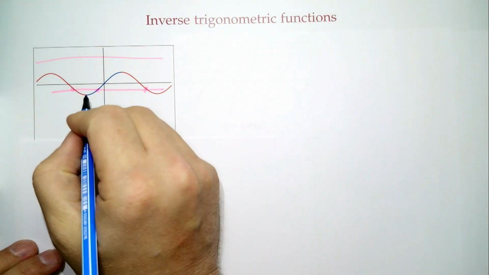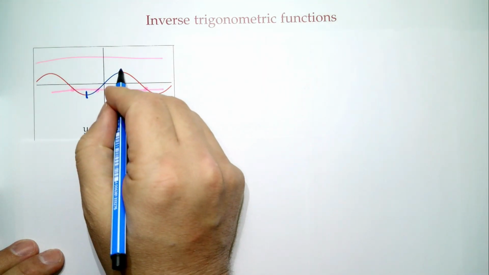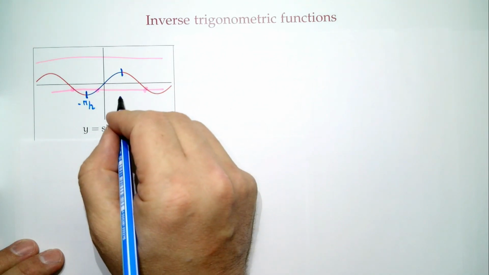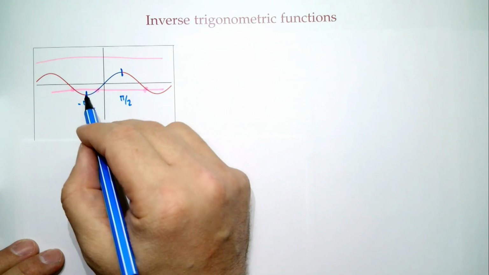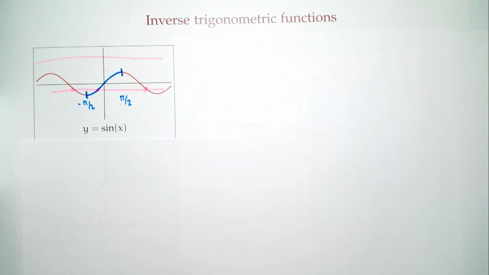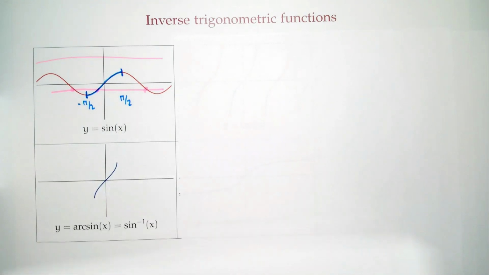So in particular, we take this part of the sine curve that goes from negative pi halves over to positive pi halves. And if we restrict just to that part, we only have one time when we hit any horizontal line. The other advantage of restricting to that interval from negative pi halves to pi halves is we hit every possible output that the sine function can get. So once we restrict, then we can take the inverse.